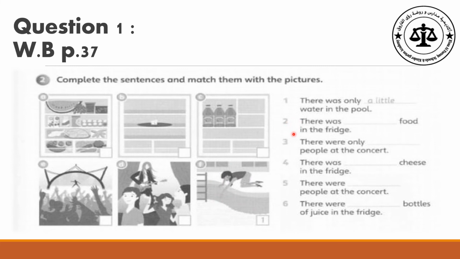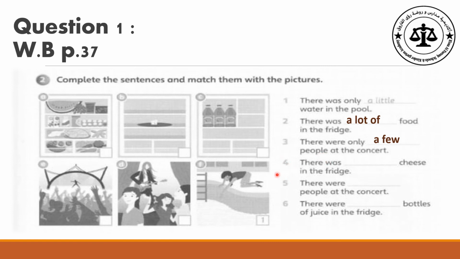Okay, what about number 2? There was what? Food in the fridge. Look at the food in the fridge in picture A. Excellent. A lot of or lots of food. Number 3. There were only what? People at the concert. Here we have a concert and there were. So people is a plural countable noun. We use a few people at the concert.